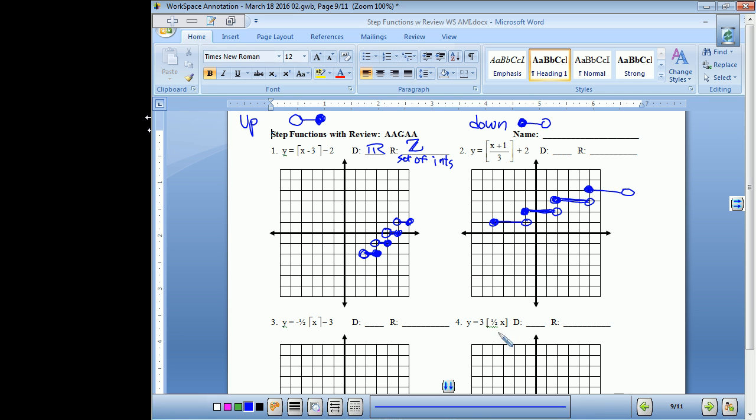Okay, I am going to test a point because I want to make sure I'm good here. So let's choose an x value of 3. If I plug in 3, 3 plus 1 is 4. 4 divided by 3 is 1 1/3. If I round that down, I get 1, and 1 plus 2 is 3. Is that where my y value is? Yes, it works. All right, domain, everything. Range, set of integers, or the double Z.